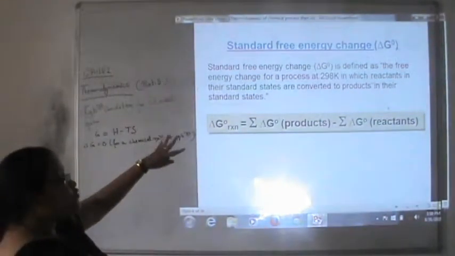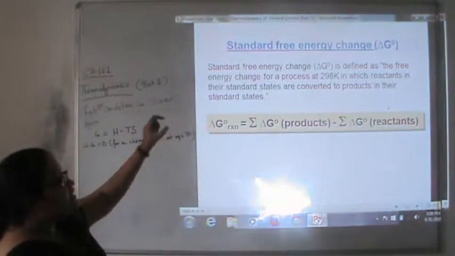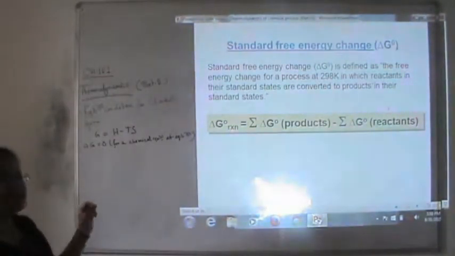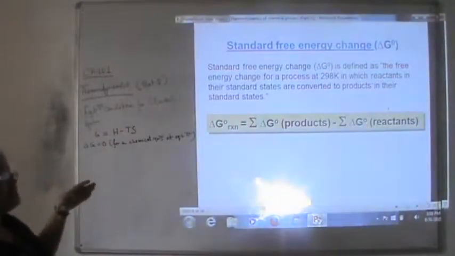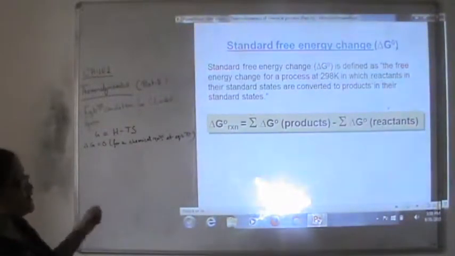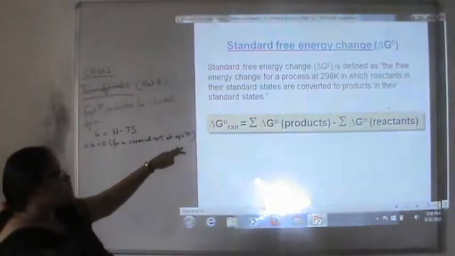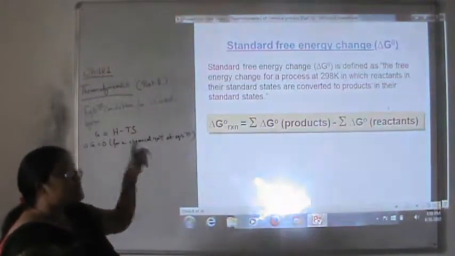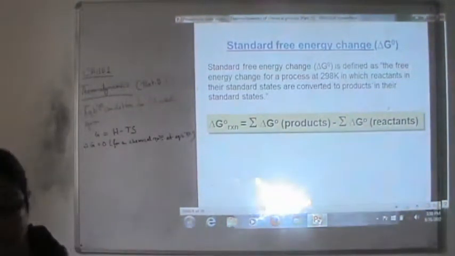Standard free energy. What do we mean by standard free energy? Standard free energy change is defined as the free energy change for a process at 298 Kelvin, meaning 25 degrees centigrade, in which reactants and products are in their standard states. So delta G zero of the reaction is equal to the total free energy change of the standard state of products minus the total free energy change of the standard state of reactants. Zero denotes the standard state.